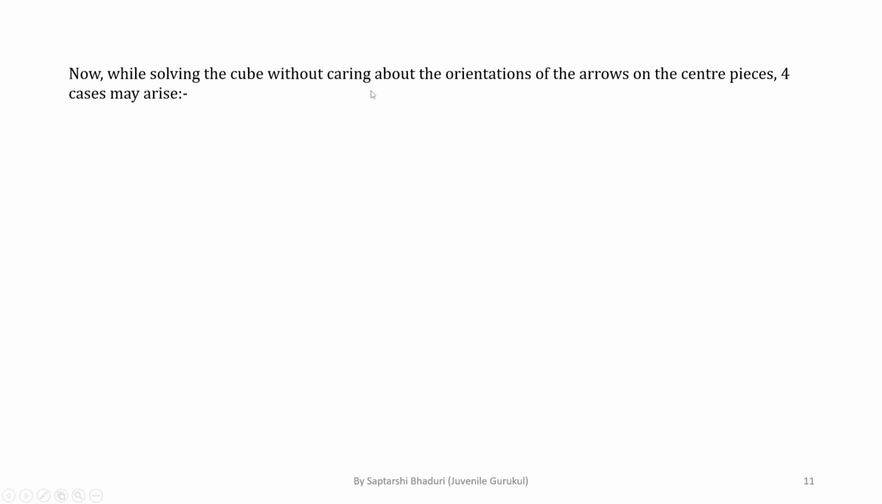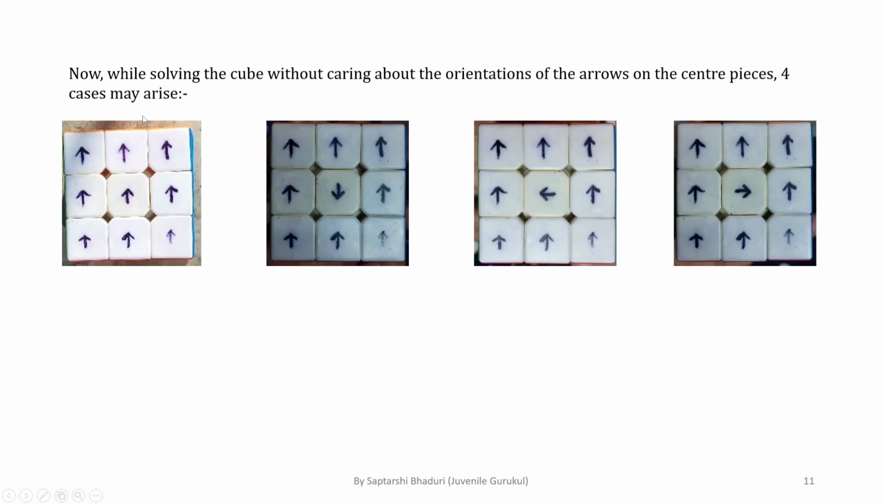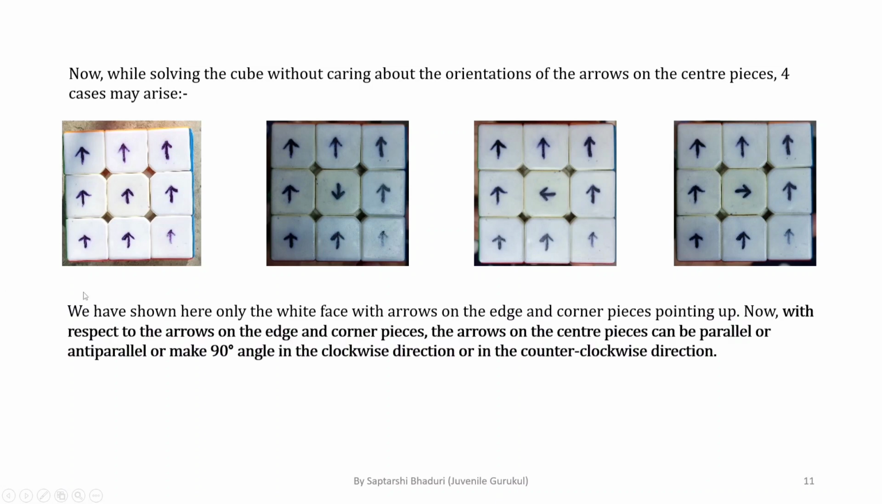Now, while solving the cube without caring about the orientation of the arrows on the centerpieces, 4 cases may arise. I have listed the 4 cases. You can see images. I have shown here the white face with arrows on the edge and corner pieces pointing up. Now, with respect to the arrows on the edge and corner pieces, the arrows on the centerpiece can be parallel. This is a parallel case. It can be anti-parallel. This is an anti-parallel case. It can be 90 degrees clockwise. See, this is the 90 degree clockwise, and it can be 90 degree counterclockwise. This is the case for the 90 degree counterclockwise.